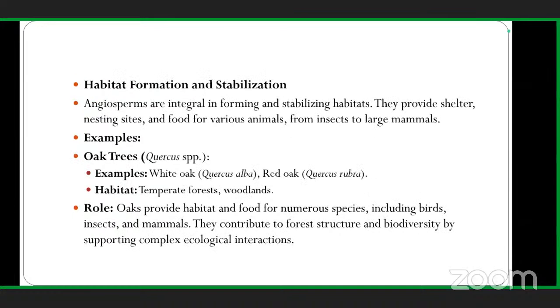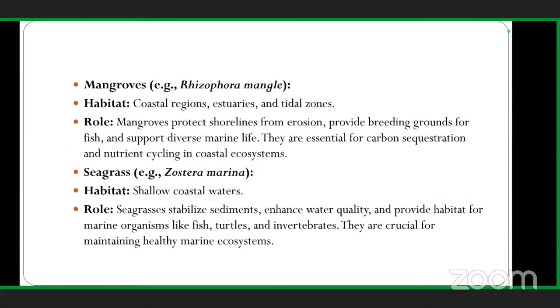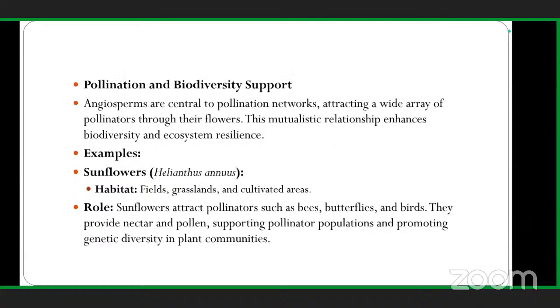Next, they also give habitat to several organisms, like oak trees. These are very big trees. They give support and shelter to various birds, insects, and mammals. Next are mangroves, Rhizophora mangle. They give habitat to various small organisms. Next is seagrass. Their habitat is shallow coastal water. Seagrass gives habitat to fish, turtles, and invertebrates. So these angiosperms are primary producers and also provide habitat formation. They give habitat to millions of species.